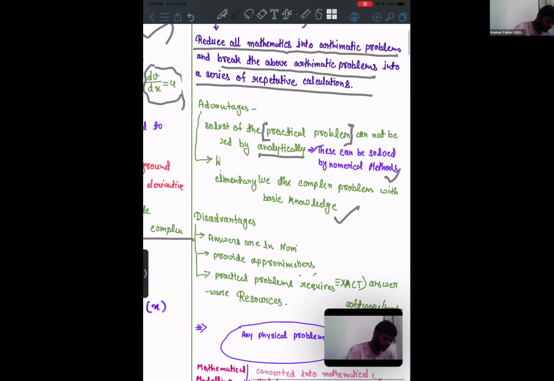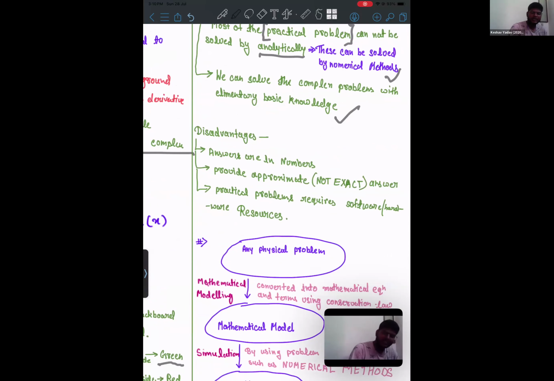And what is the disadvantage of numerical methods? The first disadvantage is that it will always give a number, not an expression. Suppose you have thrown a projectile and you want to find the time of flight, with the formula 2u sine theta upon g. The numerical method will not give you this formula, but it will give you a number. If you define the velocity and the angle of projection, it will give you some value.